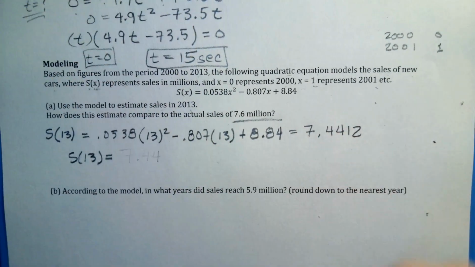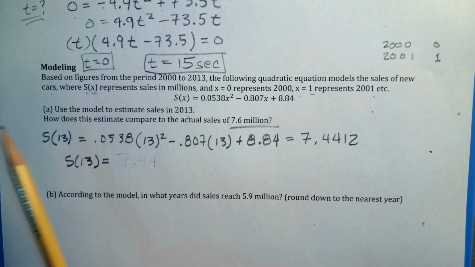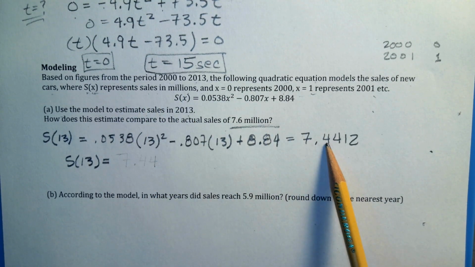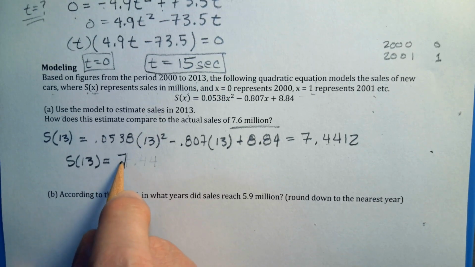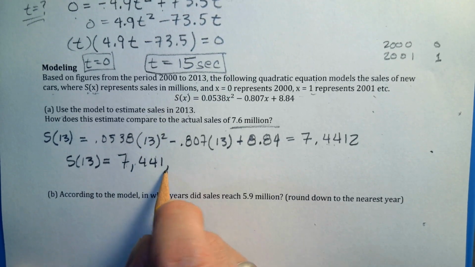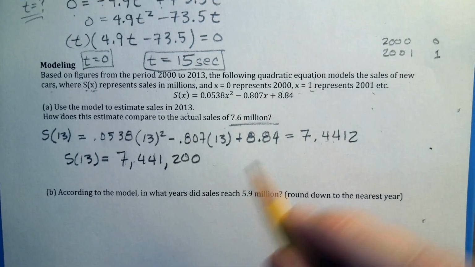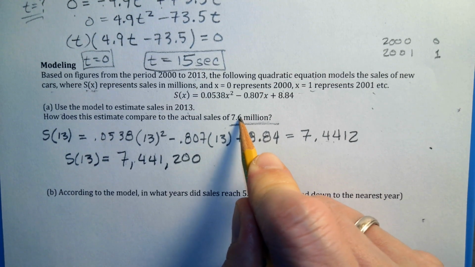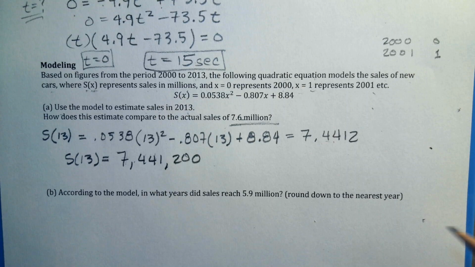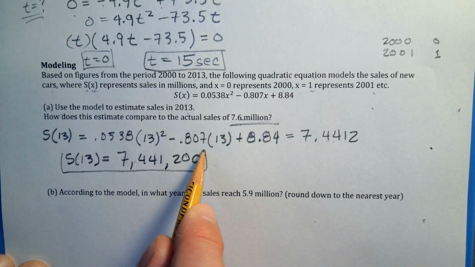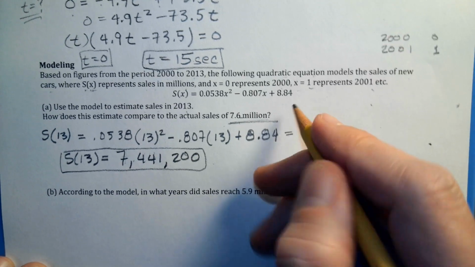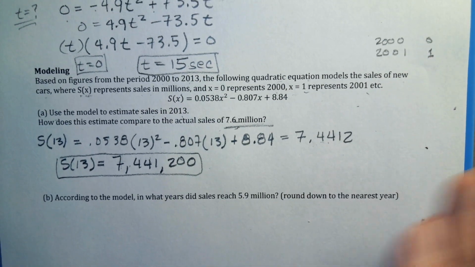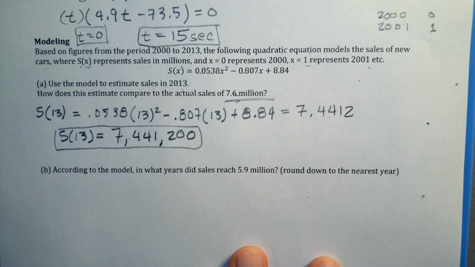All right, so that doesn't mean 7 cars were sold, right? Because it says sales in millions, so that's 7.44 million. So that would be 7,441,200. And they told us that 7.6 million were actually sold. So that means our estimate is a little lower than what we expected, right? This is what the estimate says. And so ours was 200,000 less, something like that, right? So we actually sold more than what the model predicted.